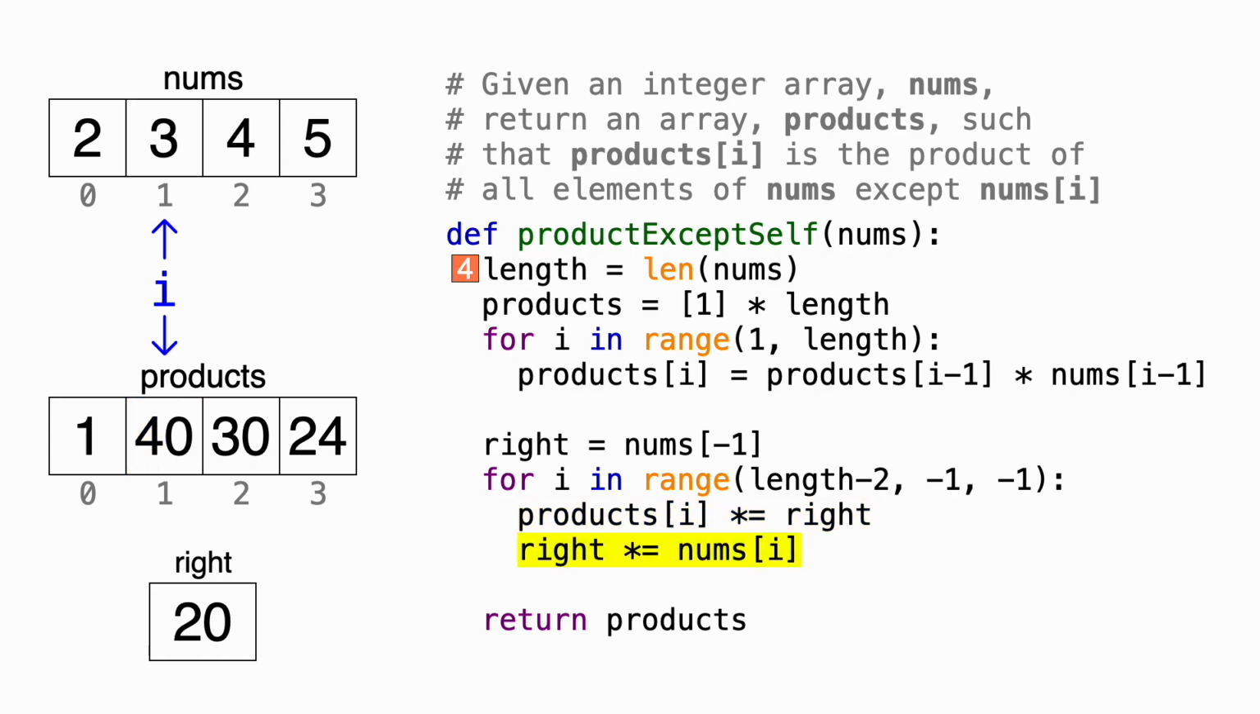We then update right to be 20 times 3, which is 60. And finally, 1 times 60 is 60. Right is updated to be 120, but this doesn't even matter because we're already done. The only thing left to do is to return the products array, and we are done.